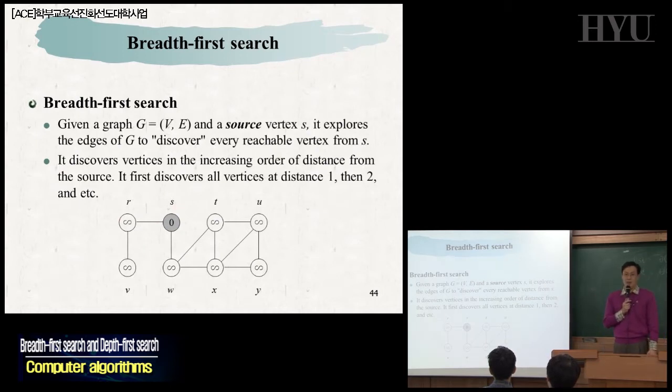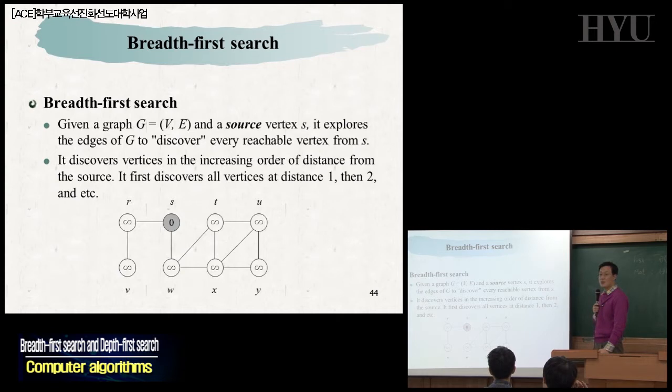So I'll explain the BFS. We are given a graph and a source vertex S. It explores the edges to find every reachable vertex. It discovers vertices in the increasing order of distance from the source. It first discovers all vertices at distance 1, then distance 2, and distance 3, and so on. In this example, we start the BFS from S.